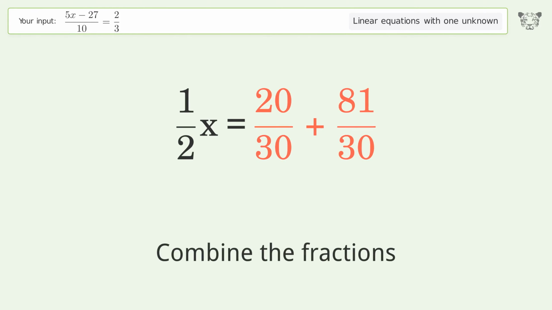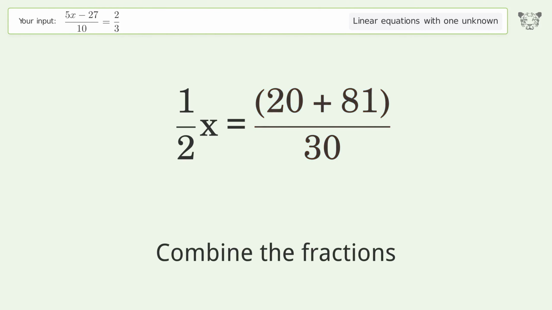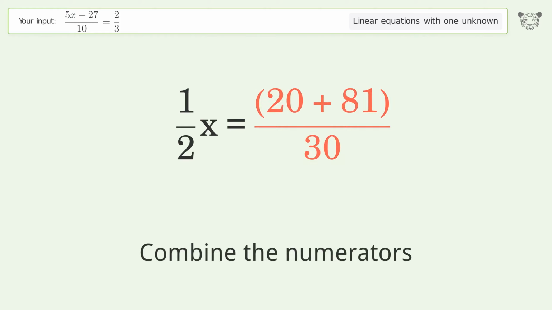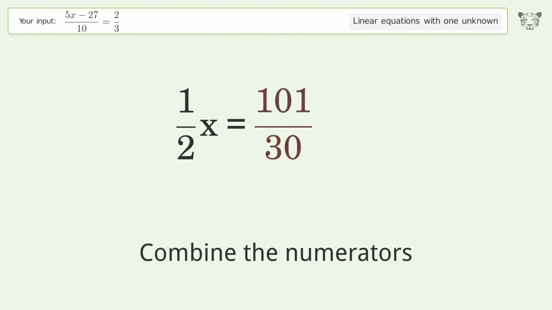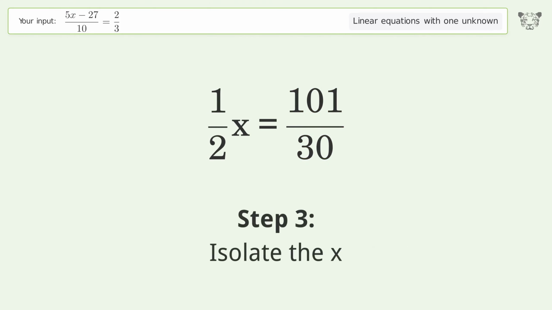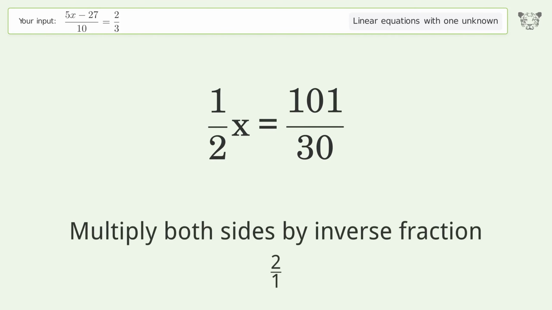Combine the fractions. Combine the numerators. Isolate the x. Multiply both sides by inverse fraction 2/1.